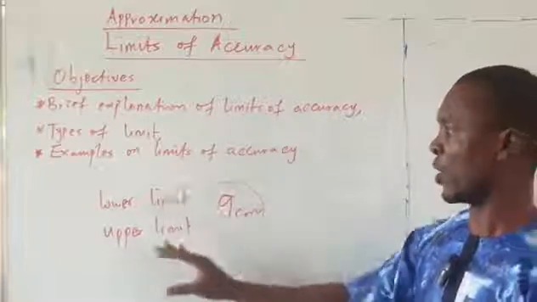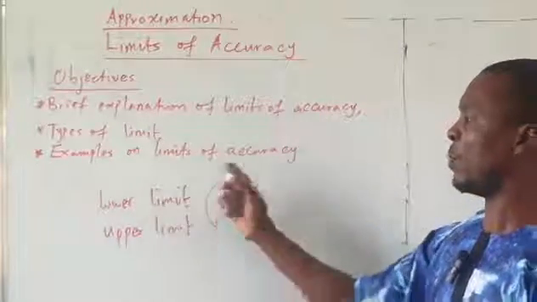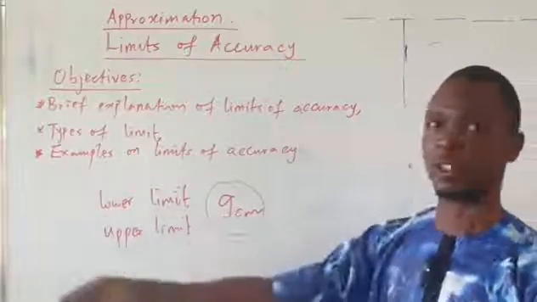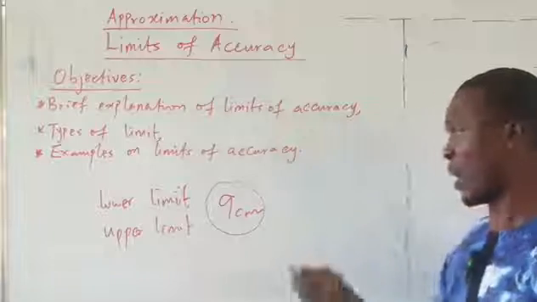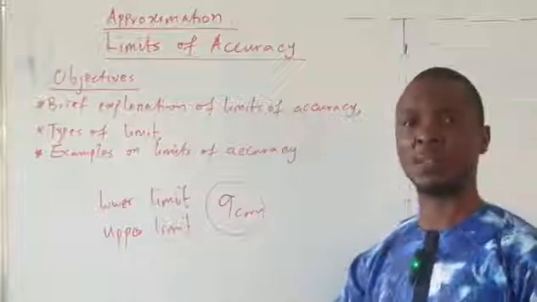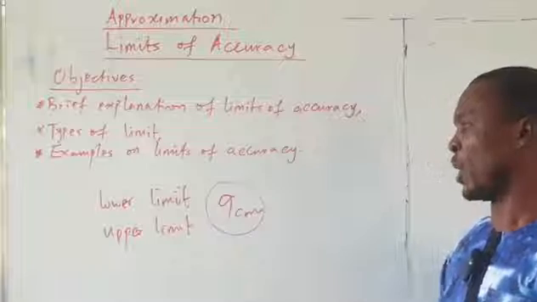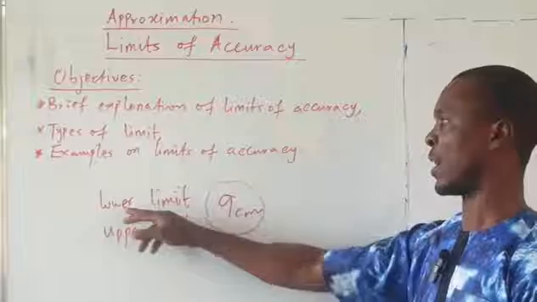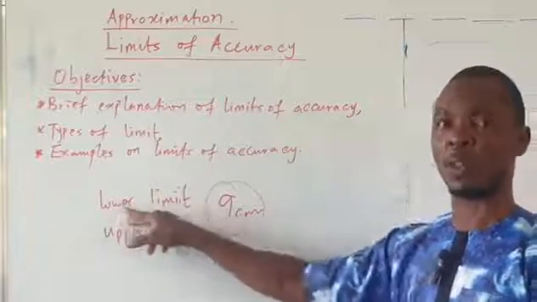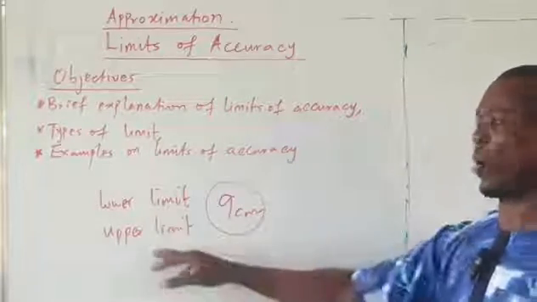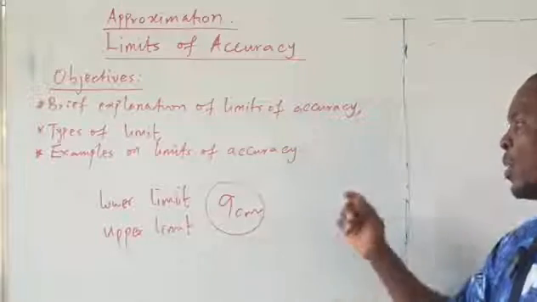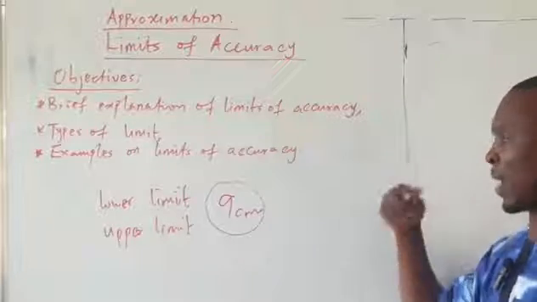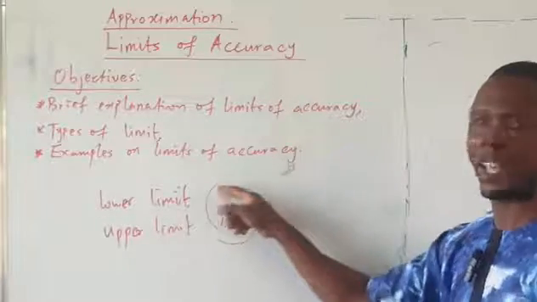The lower limit will give us the minimum value we can approximate to get 9 centimeter. Depends on what we are approximating to, maybe to one decimal place, or to the nearest whole number, or to one significant figure. So the lower limit to approximate to get 9 centimeter would be the minimum or smallest value, while the second one is the upper limit. The upper limit is the maximum value we can approximate, or round down, to give us 9 centimeter.